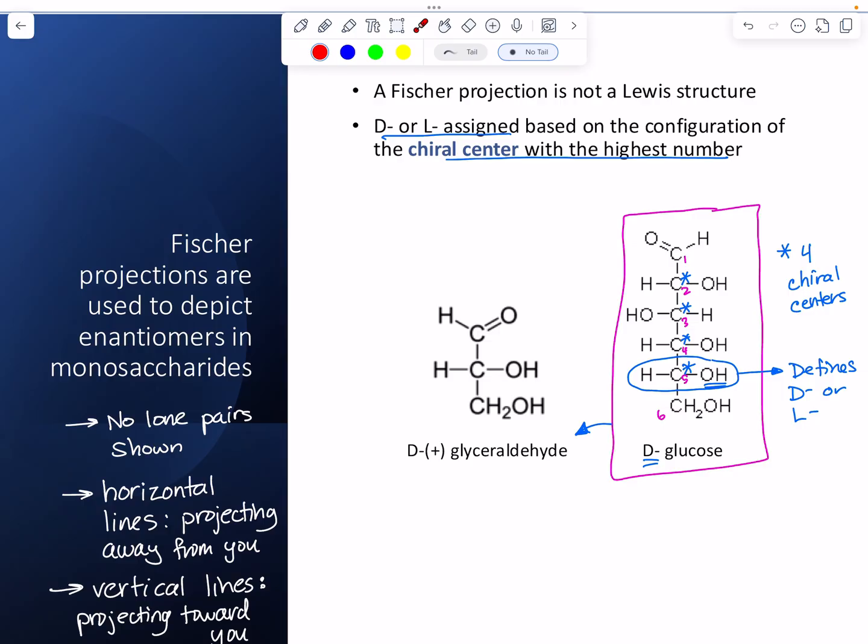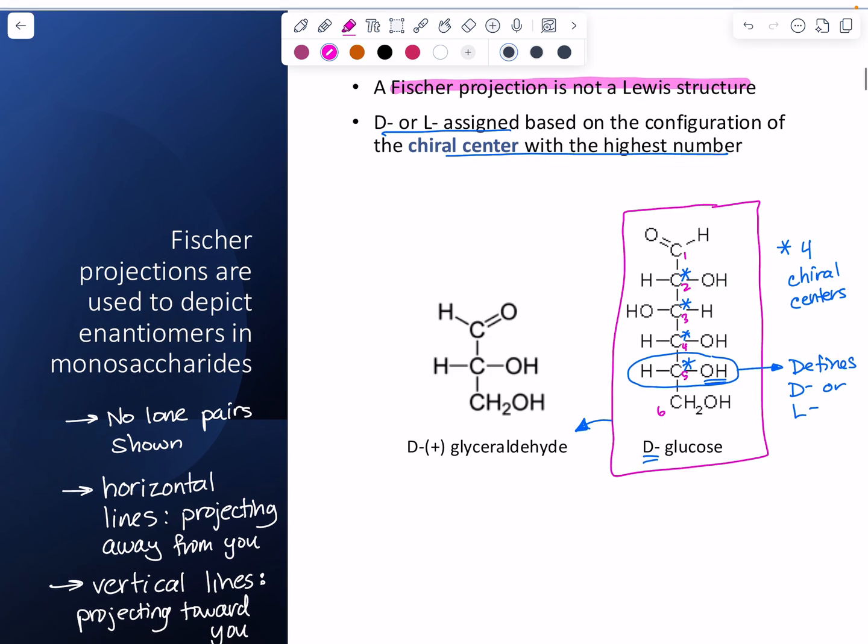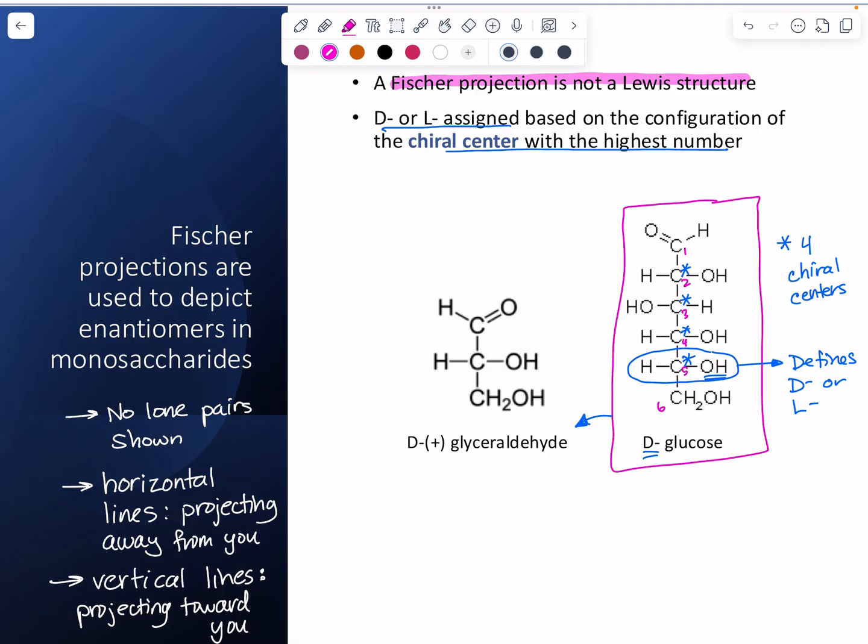So now we're going to talk about Fischer projections. They provide a simplified way to represent stereochemistry. They are not Lewis structures. So that's one key thing: a Fischer projection is not a Lewis structure. Note there's no lone pairs shown. In a Fischer projection, we start by putting the most oxidized group at the top.